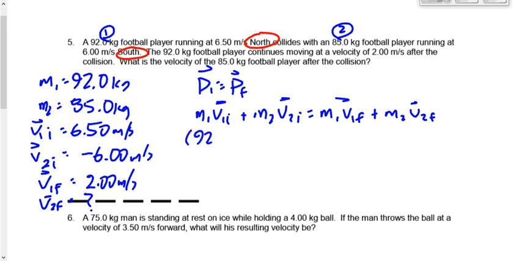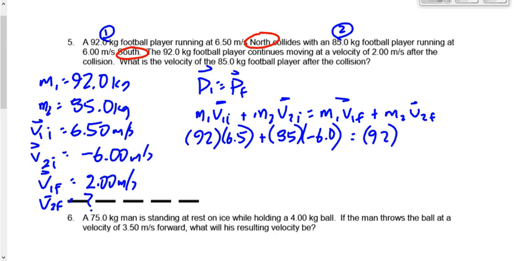I got 92 here times V1I, which is 6.5, plus m2, which is 85 times v2I, negative 6. Don't forget the negative there. Not likely to, since we got it circled there. M1 is 92 again, times V1F is 2, plus M2, which is 85, times V2F.